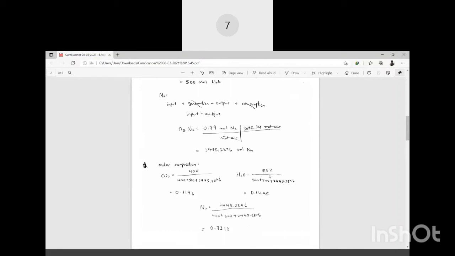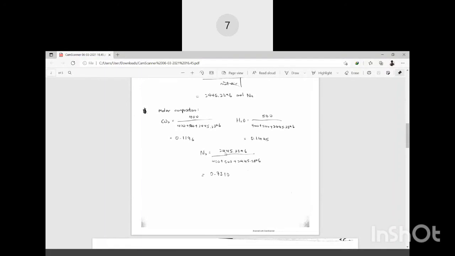This is also the same thing. H2O 500 mole divided by total reactants mole, which is 400 plus 500 plus the nitrogen, 2445. Same as nitrogen.